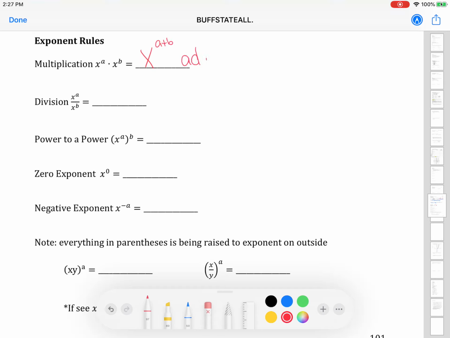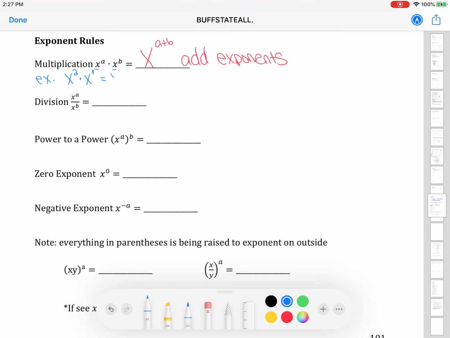So I want you to write on the line x to the a plus b, and then just simply write add exponents. Now for each one of these, we're going to do an example that might help it make a little bit more sense to you. But if you're multiplying two terms with the same base together, notice these are both x's, you add the exponents together. So for example, let's say I have x squared times x, something you've definitely seen before in the past.